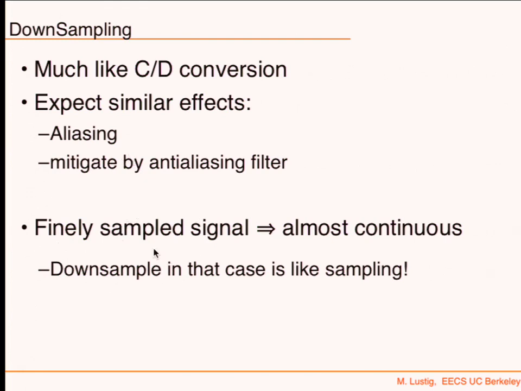And if you think of the case where you have a really finely sampled signal, let's say you sample the signal at 1,000,000 times its Nyquist rate, it's almost continuous for all practical purposes, right? So in that case, downsampling would be much like sampling. Just from an analogy point of view, the finer samples you have, the more downsampling would be very much like sampling.